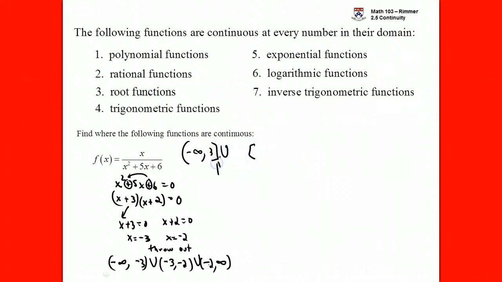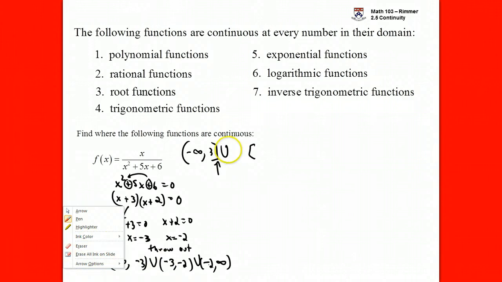Just remember, in your mind, square bracket means you can equal that. And as far as domain, that means you can use that number. And we can't, in this particular instance. But in other instances, we'll be able to use one of the numbers and not the other. So if you can use it, square bracket. If you can't, parentheses. All right.